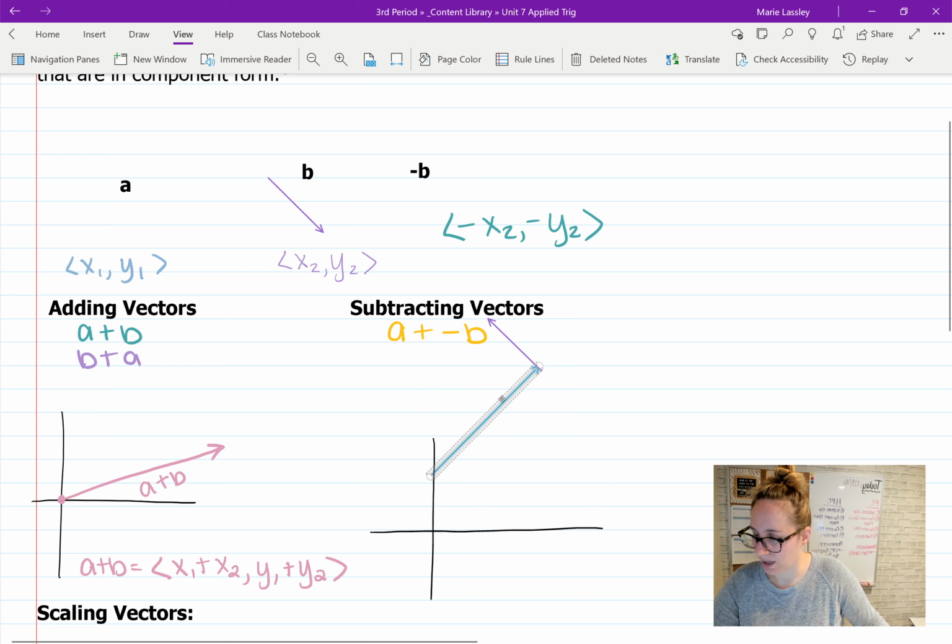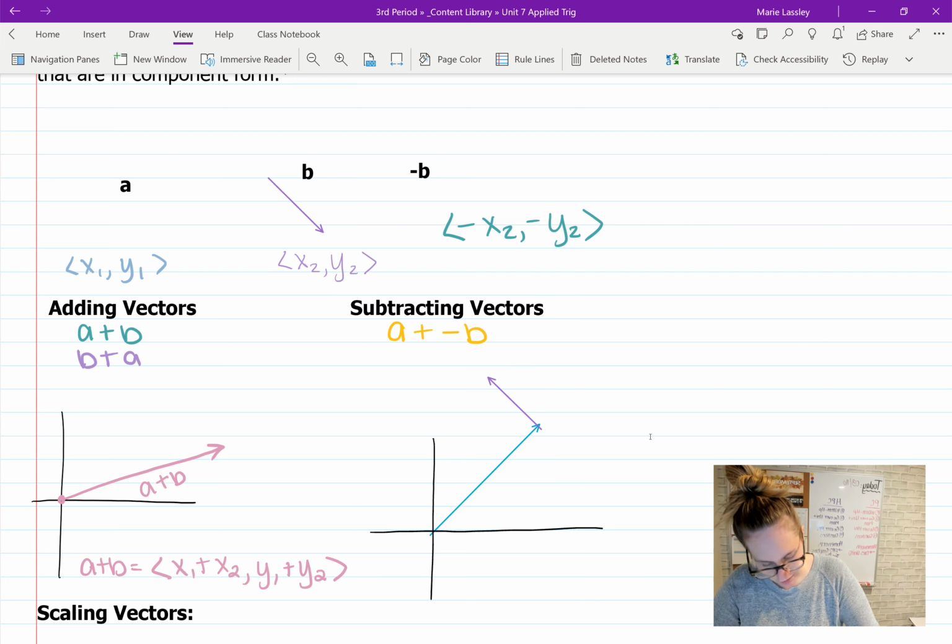Here we go. We'll try again. We moved it. We ran out of space. All right, there we go. I'm just kind of throwing it down there as close as I can get at this point. All right, so this is vector A. This is vector negative B.